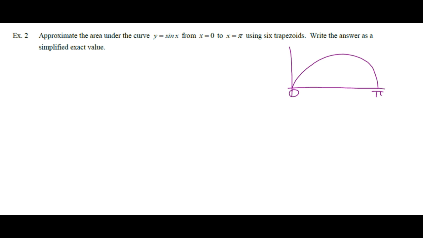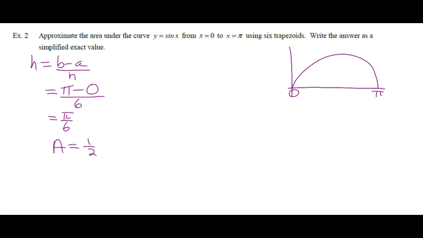Well, we say h is equal to b minus a over n. So what's b? pi. And what's a? 0. And what's n? 6. So h is pi over 6. Okay, so we've got a formula, right? I'm not going to write the formula out, but we'll just substitute into it. So A is equal to 1/2 h, so 1/2 times pi over 6 times f of a, so f of 0 plus 2 times f of, okay, what's next?